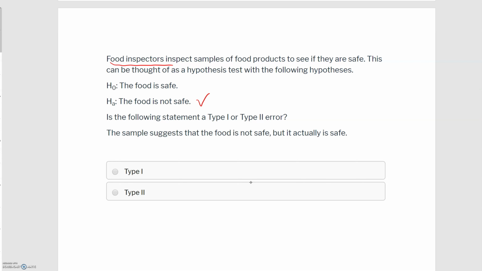But the food is actually safe. So what did I do in this case? I rejected the null, even though the null was true. So I made a mistake. And this type of mistake, when you reject the null, is called type 1 error. All right, so we'll take a look at the next one.